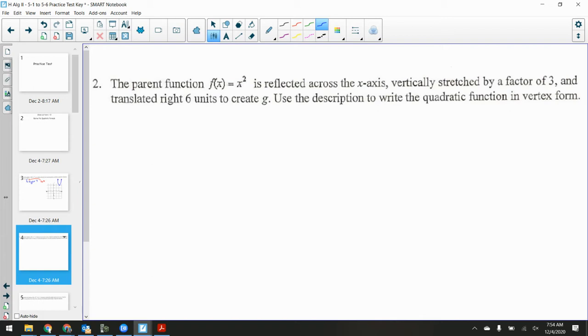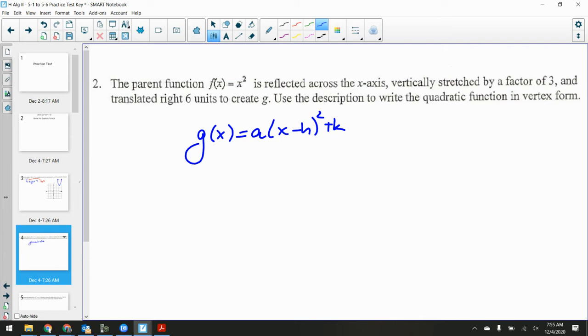Remember, vertex form, I talked about it a second ago, is a times x minus h squared plus k, right? Where that a value is the vertical stretch or compression. A will also tell you that it's been reflected over the x-axis. So if it's negative, obviously it's going to be a reflection over the x-axis, but it will also tell you whether there's a vertical stretch or compression happening. The h moves it left or right, and the k moves it up and down like we saw in the last problem. All right, let's go one by one here.